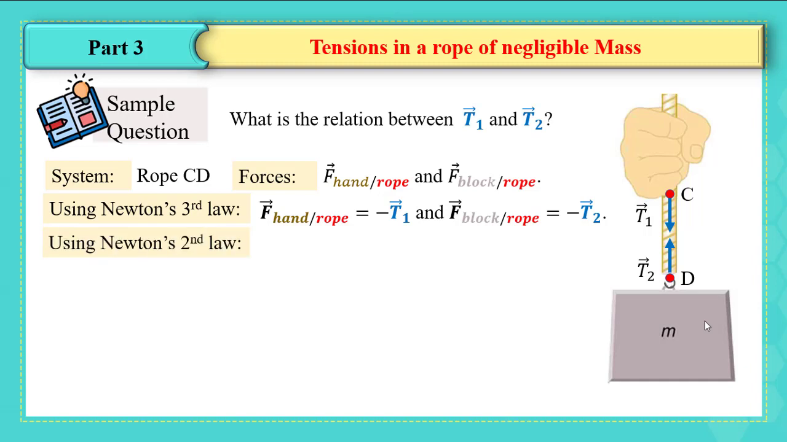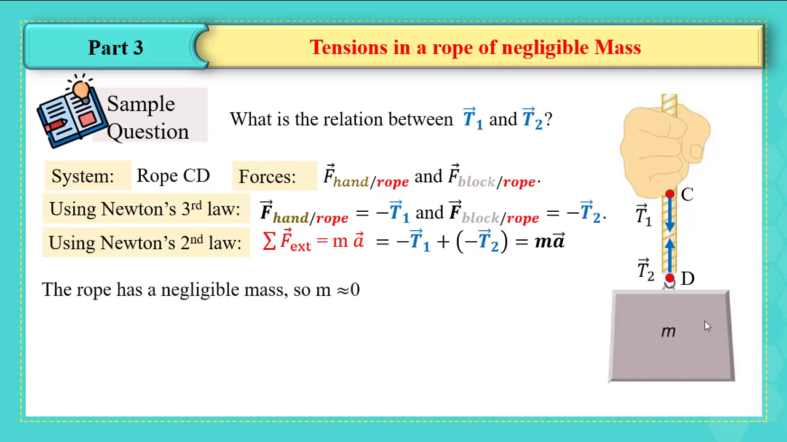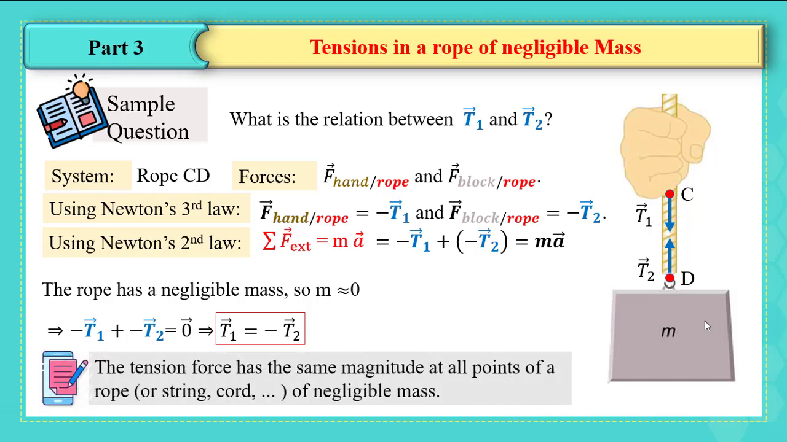Using Newton's second law, sum of external forces equals m a vector. These forces are minus T1 vector plus minus T2 vector equals m a. Be aware that we placed the forces acting on the rope as minus T1 and minus T2. The rope has a negligible mass, therefore it is written as minus T1 vector plus minus T2 vector equals 0 vector. Finally, T1 equals minus T2. The conclusion states that the tension force has the same magnitude at all points of a rope of negligible mass.